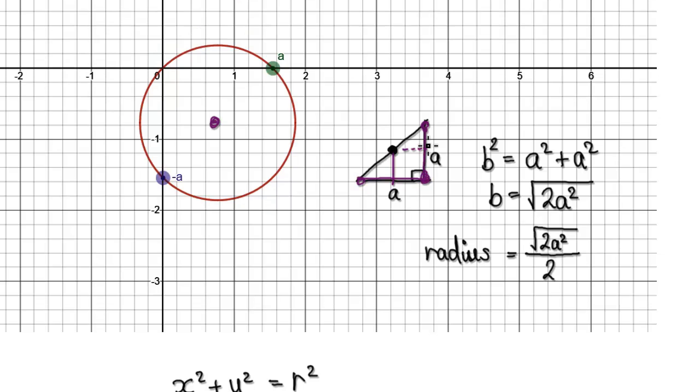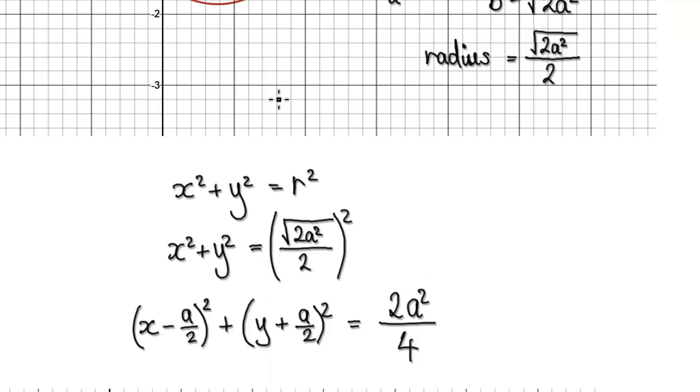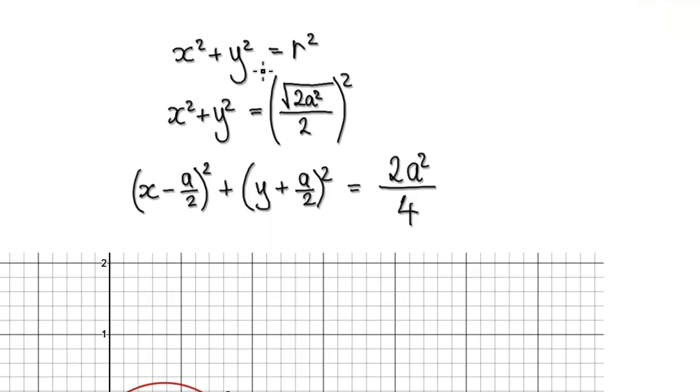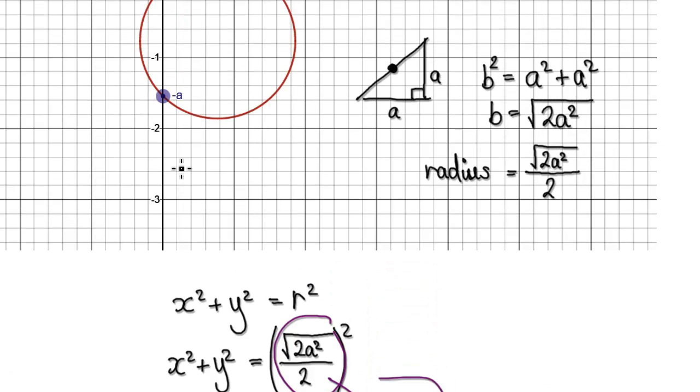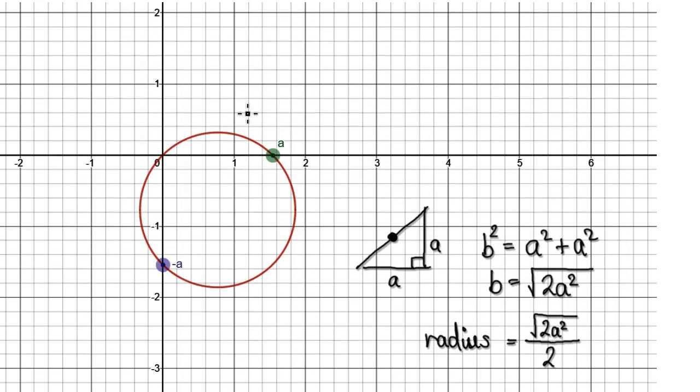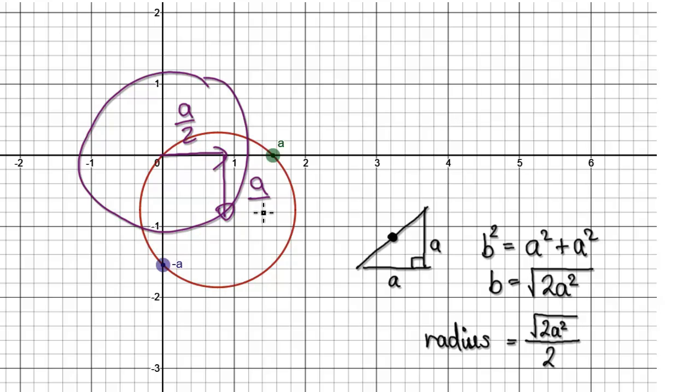To come up with the equation for this circle, let's start out with x squared plus y squared equals r squared. We know that the radius of the circle is this, and now square this. That will give us this thing here. And don't forget, we need to move the circle. We start out with a circle like this. We need to translate it across by a over 2, and then drag it down by a over 2.